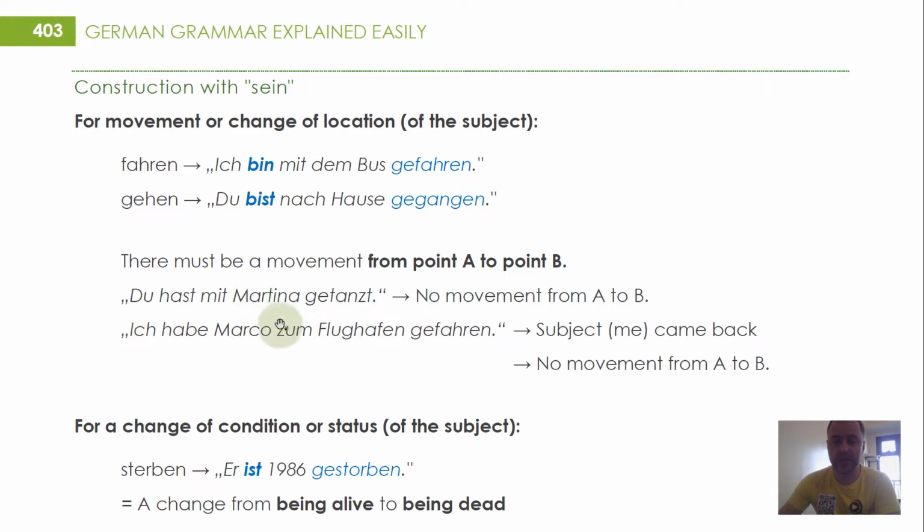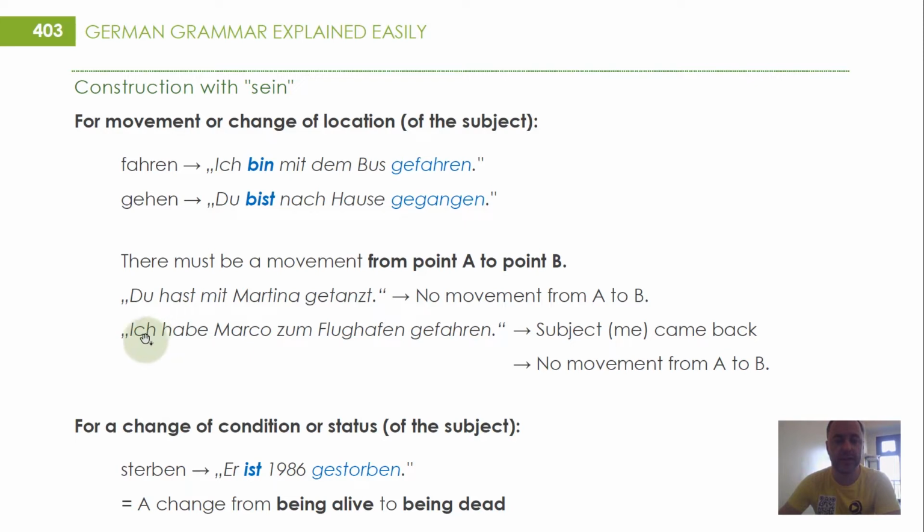So I'll give you 2 examples where we have movement, but we do not have movement from A to B. So, du hast mit Martina getanzt. So you have been dancing with Martina. Here we have a movement, but dancing is no movement with direction. So there is no movement from A to B. Probably we end up at the exact same spot at the end when we're done dancing. So that's why we use haben here as auxiliary verb.